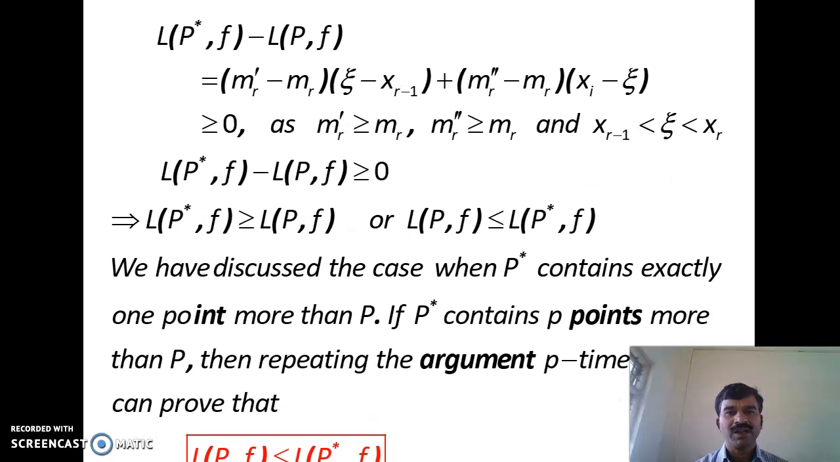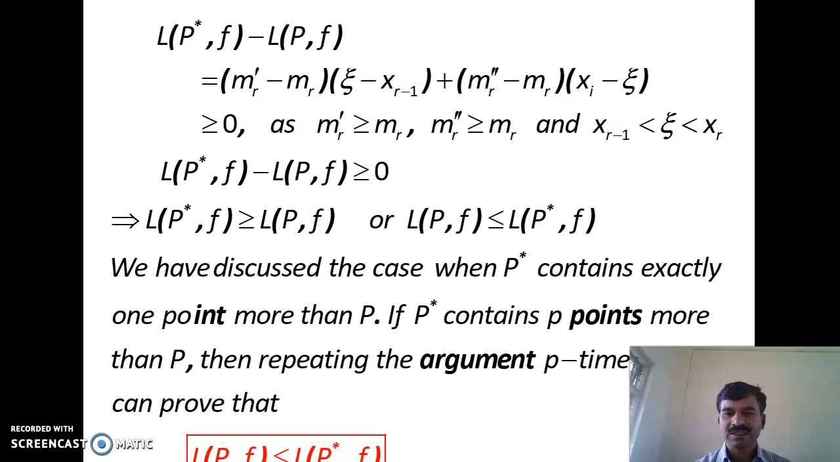Finally we have the relation that L_P star of f minus L_P of f is always greater than or equal to 0, as we have from those relations. So hence we have arrived at L_P star of f is greater than or equal to L_P of f, or L_P of f is less than or equal to L_P star of f.